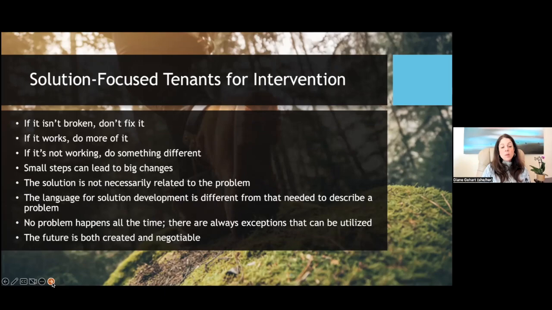No problem happens all the time. There are always exceptions that can be utilized. And if a client says, no, I've been depressed every single day for the last 2 years, then you're going to go in there and say, is there ever a time where you're less depressed, or it's less severe, or it changes? Like, when you're depressed at home, how is that different when you're depressed at work? So you're going to look for those differences.